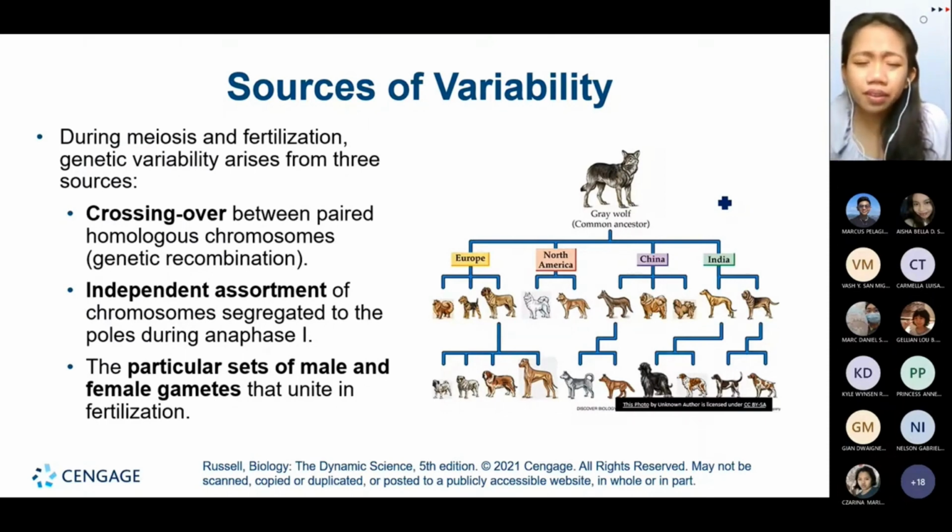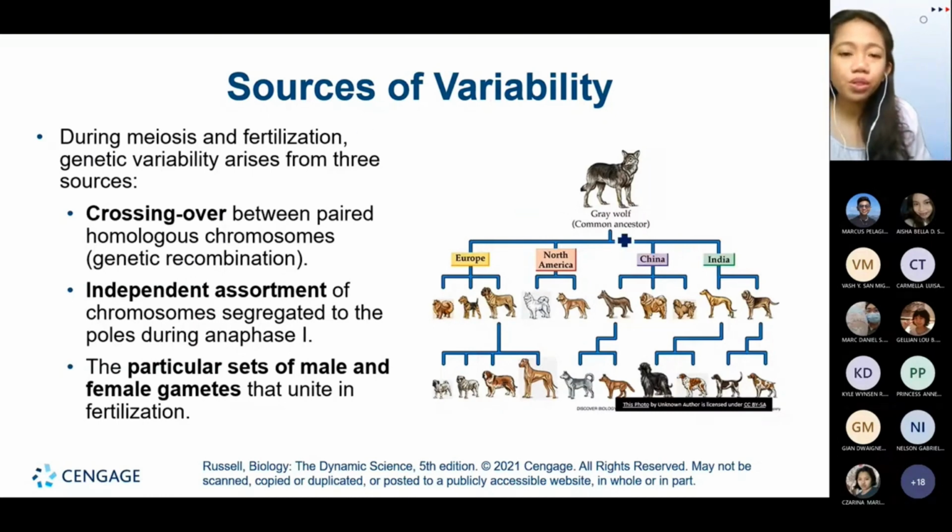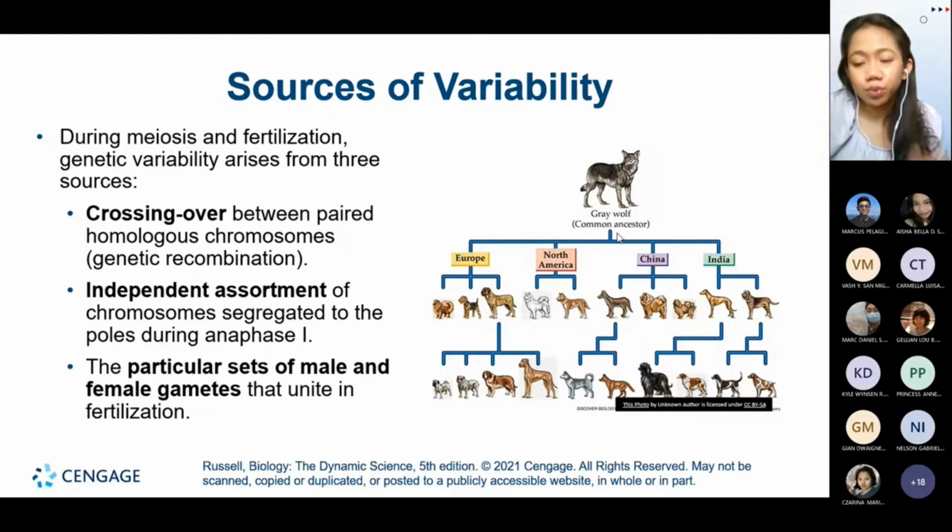Number two, the independent assortment of chromosomes. So after ng crossing over, which chromosomes will be assigned to the four daughter cells. So kung meron kang shuffled cards, hahatiin mo pa sila into four groups. And then, from that four groups, that's bullet number 3, bubunot ka ng isa. So, which from the male and female gametes will be used for fertilization. So that leads to so much variety in the different living things in our planet.